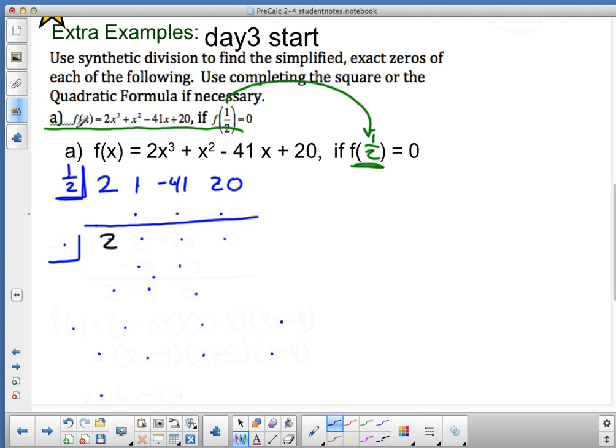So I got 1/2 of 2, which is 1, and I add those, I get 2. Another 1/2 of 2, and I get 1, and I get negative 40. Half of negative 40 is negative 20, and I'll get a 0, okay?